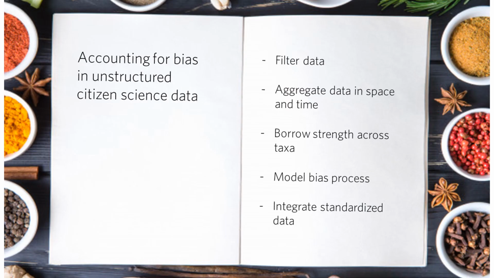As a result, we have spent a great deal of time developing a protocol, a recipe of sorts, to account for bias in crowdsourced citizen science data and extract signals of biodiversity change from the noise in these data. The protocol involves 5 steps: filtering data, aggregating data in space and time, borrowing strength across taxa, modeling the bias process, and integrating standardized data sources. In the interest of time, I cannot go through all 5 steps in detail here, but I will walk you through a few examples of some of the most useful approaches we found.